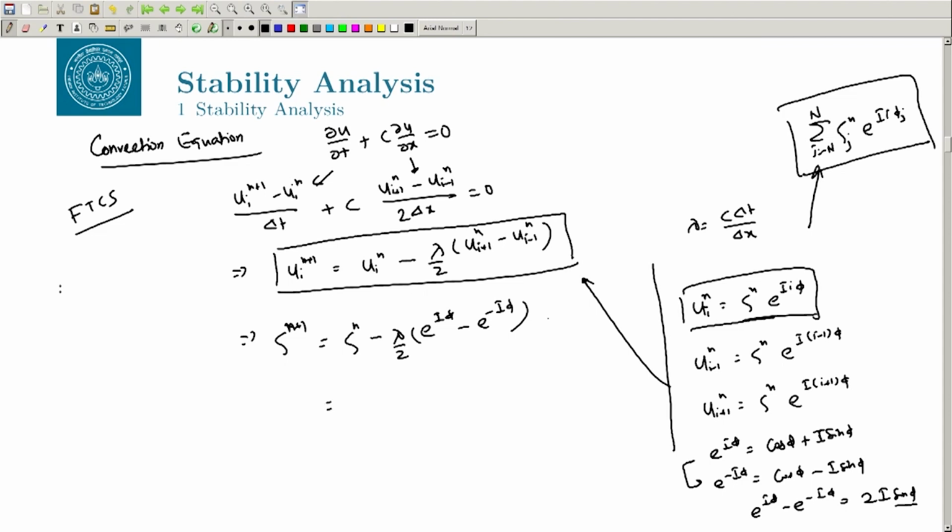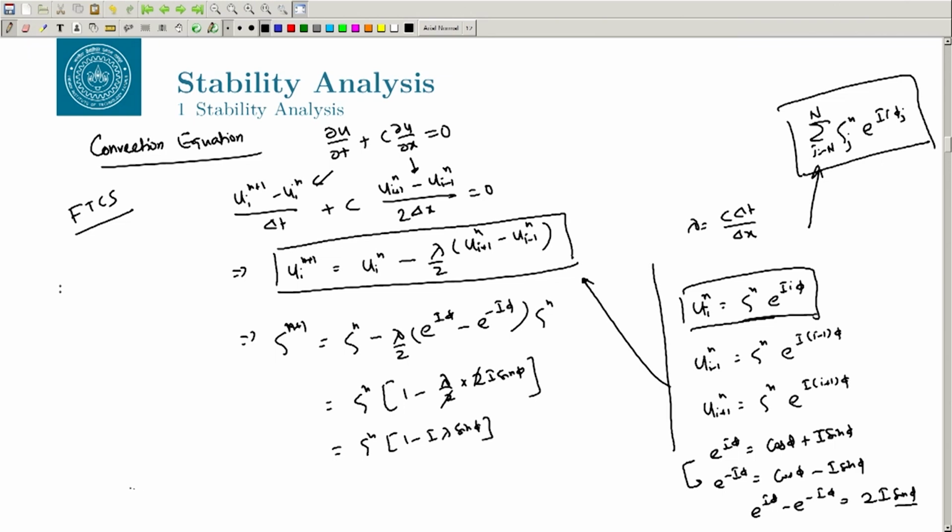So, this can be written as n, there is a multiplication of g to the power n here. So, this is g to the power n times 1 minus, now this is lambda by 2 into 2 I sin phi, right. These 2 will cancel out. So, that is g to the power n equal to 1 minus I lambda sin phi.